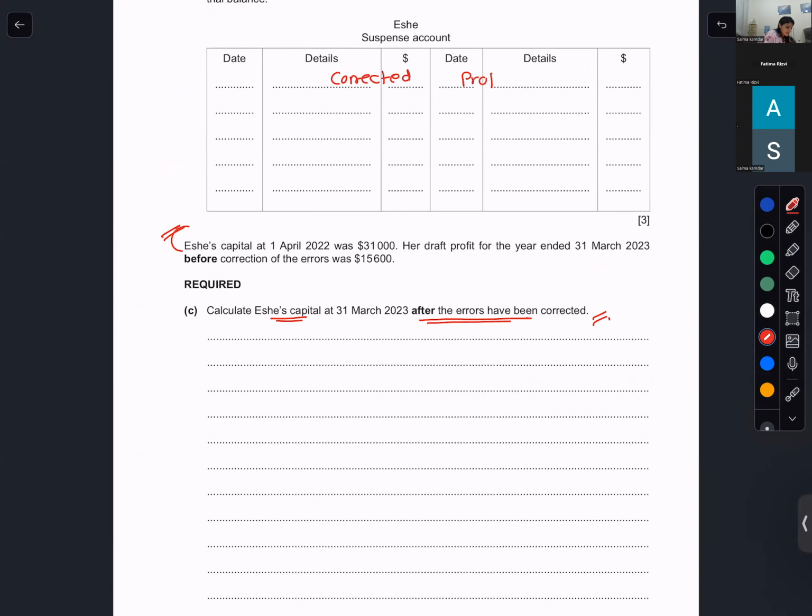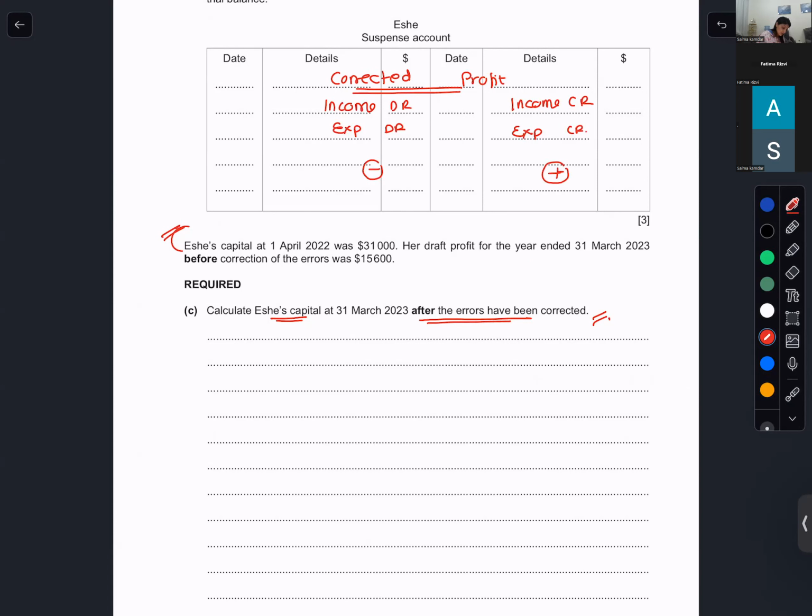If you want to find the corrected profit, what is the rule that we follow? All income and expenses which are debit will be subtracted. Income credit and expense credit, we add. So income credit, expense credit, you will add. Are you with me? Yeah.